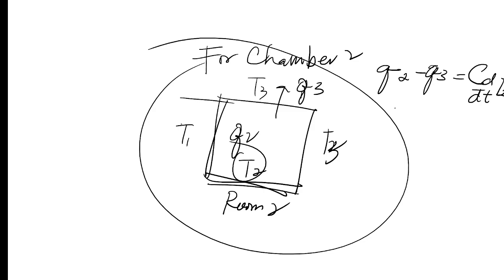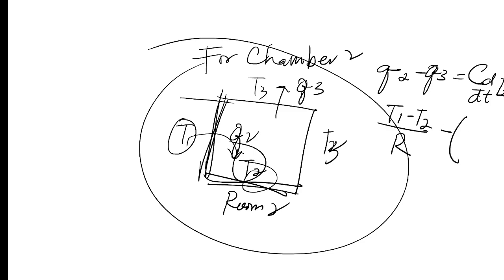So Q2 we already defined. Q2 is here, T1 minus T2, because it just goes beyond this wall now. And the source temperature is T1, like before, T1 minus T2 over R, R is constant, minus Q3. What is Q3 now? Q3, before it goes there, the concerned temperature or higher temperature is T2 minus T3 over R, equals C d over dt of T2.